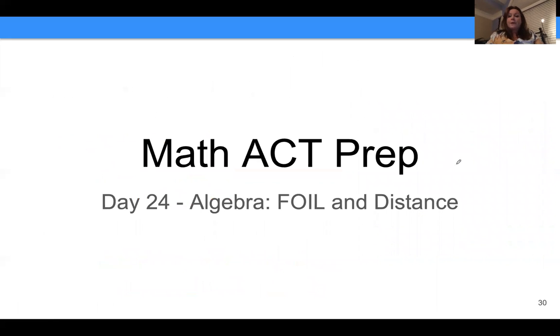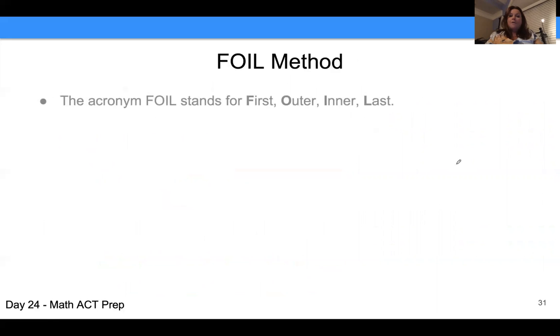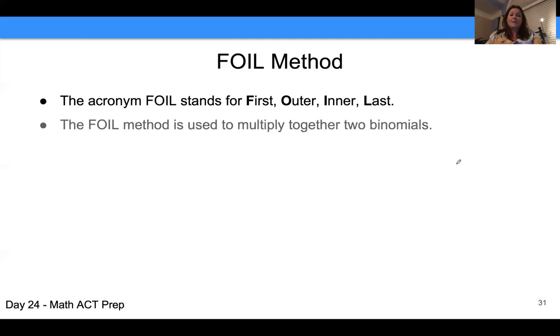Okay, so today we're going to review FOIL and the distance formula in algebra. FOIL is an acronym that stands for first, outside, inside, last. This says outer, inner. I always was taught outside, inside. You say potato, I say potato. It's the same thing. Okay. We use the FOIL method when we're multiplying two binomials.